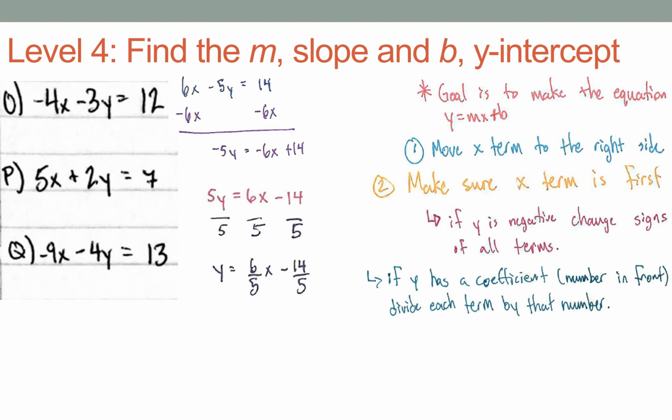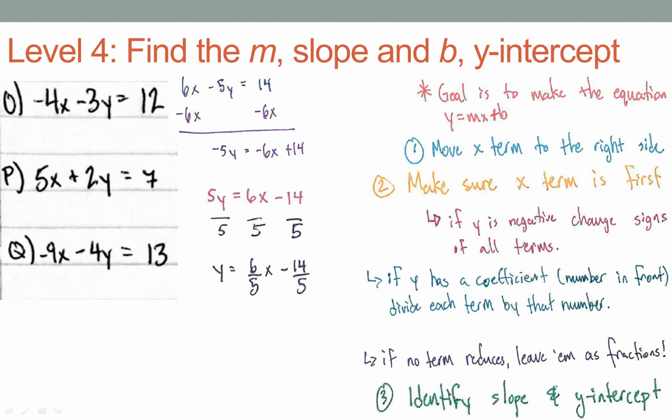So, once we have this, then I can identify, if no term reduces, to leave them as fractions, which is what we just talked about, and identify the slope and y-intercept. So the slope is m. It's the number in front of x. And that is 6/5. And we can identify the y-intercept, the number in back of x. The constant term, it is negative 14 over 5. Kaboom! Go ahead and pause the video. I'll be here when you get back.